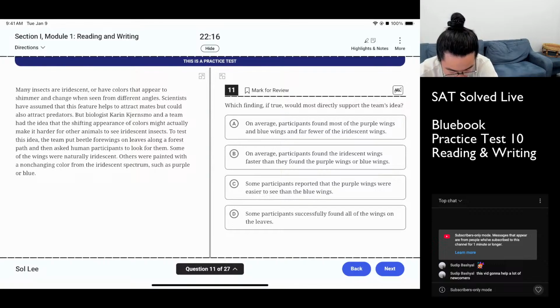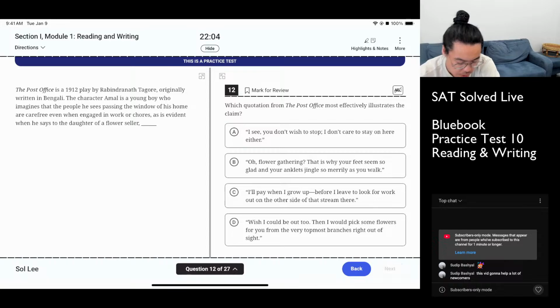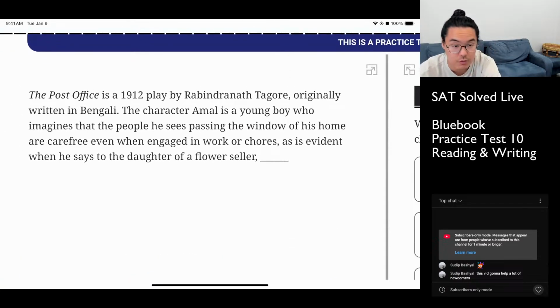The idea is that actually the human participants should not be able to see the iridescent ones. Got it. Participants found the purple and blue, but then they didn't find the iridescent. That is my answer. Okay, I kind of just was skimming and I didn't notice that A was exactly my prediction.